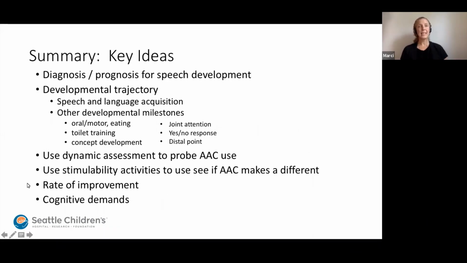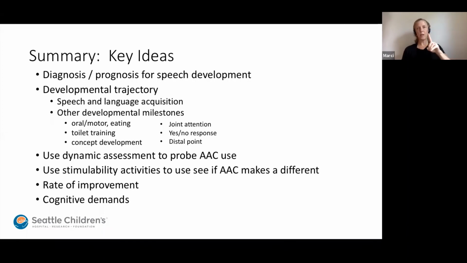So to summarize the key ideas, we're looking at the child's diagnosis, their prognosis for speech development, what is their developmental trajectory with speech and language acquisition. I also look at other developmental milestones when I'm thinking about making decisions. I look at their history of eating and oral motor. I look at, are they toilet trained? I look at their concept development for those younger kids. Do they know their colors and shapes? Do they have joint attention? Can they do a yes or no? To me, that's a good milestone.